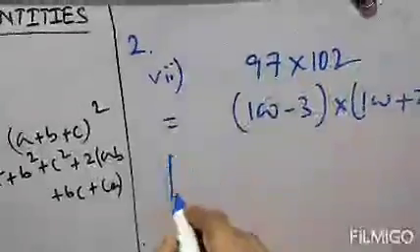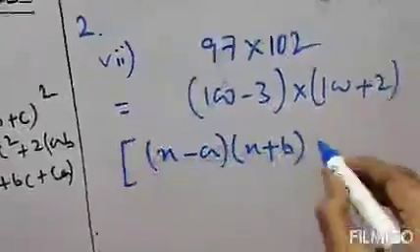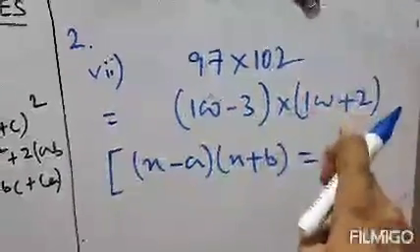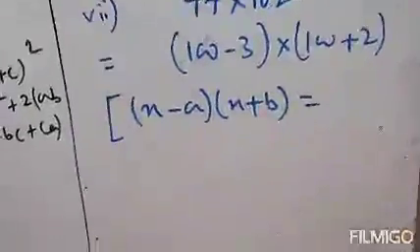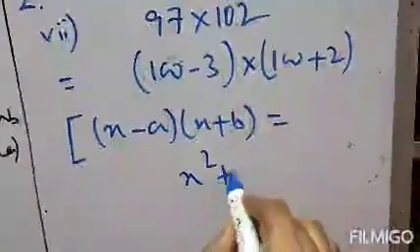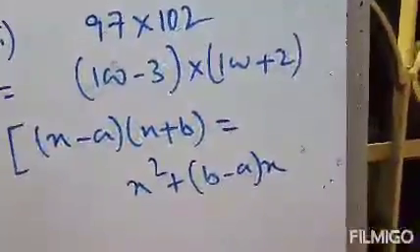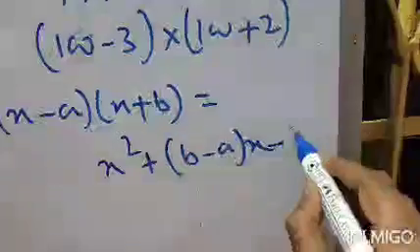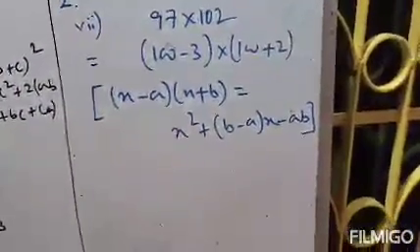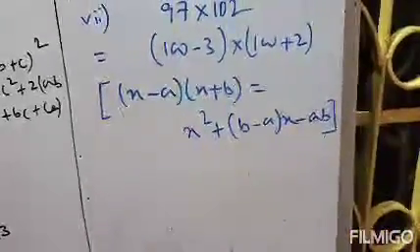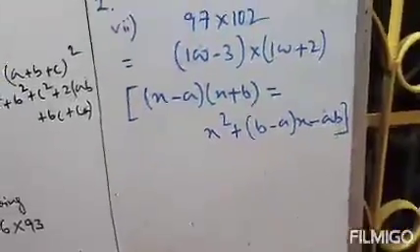So what is the identity? This identity should be used because first sign is minus, second sign is plus. Here also first sign is minus, second sign is plus. So (x minus a)(x plus b). And what is the identity? x square plus (b minus a)x minus ab. Clear? So the identity for (x minus a)(x plus b) is x square plus (b minus a)x minus ab.